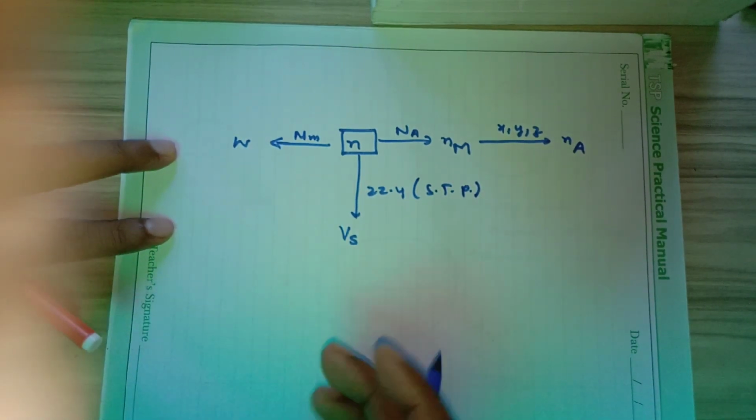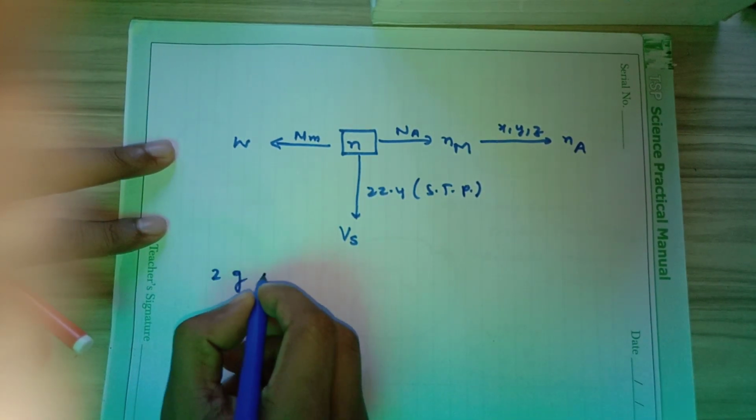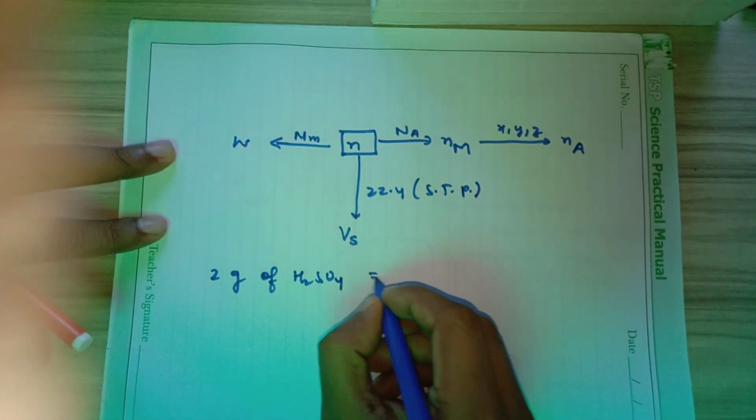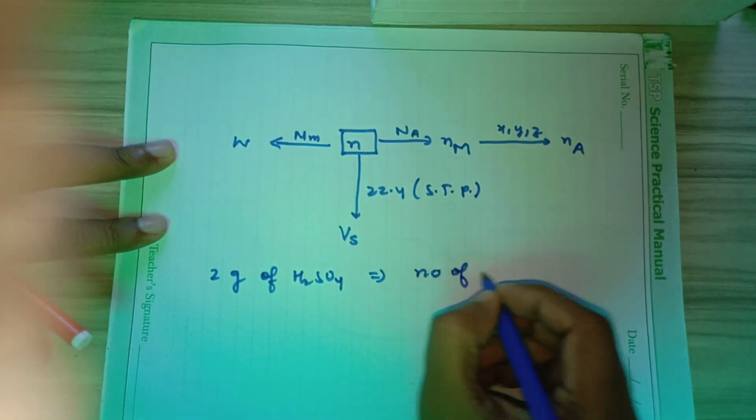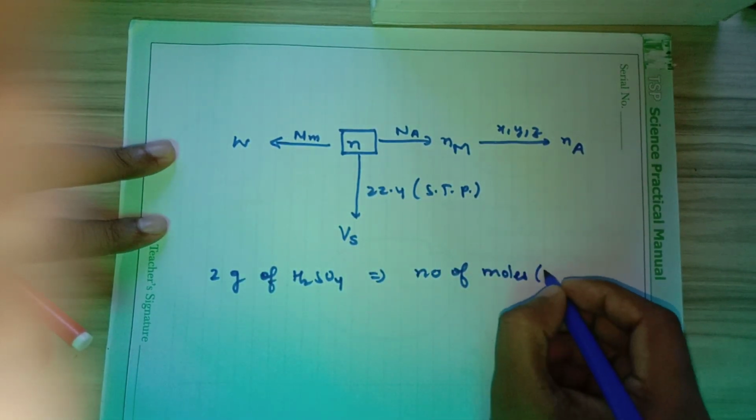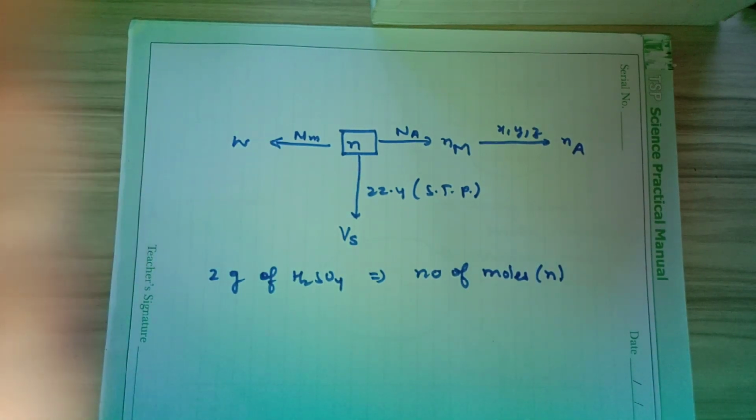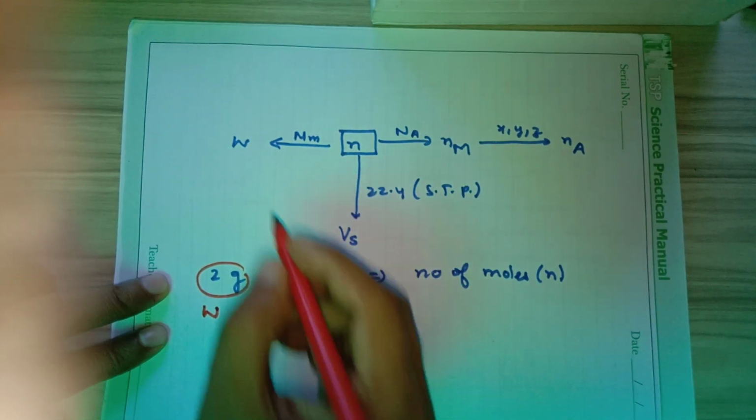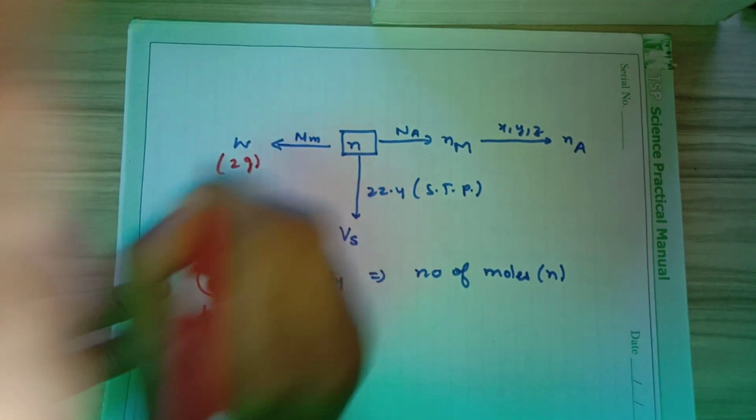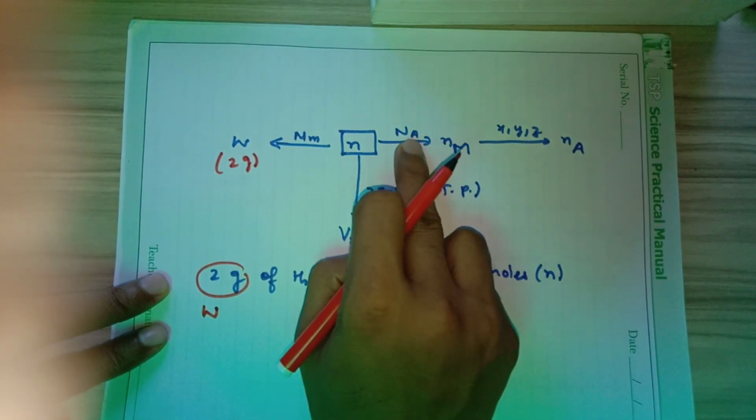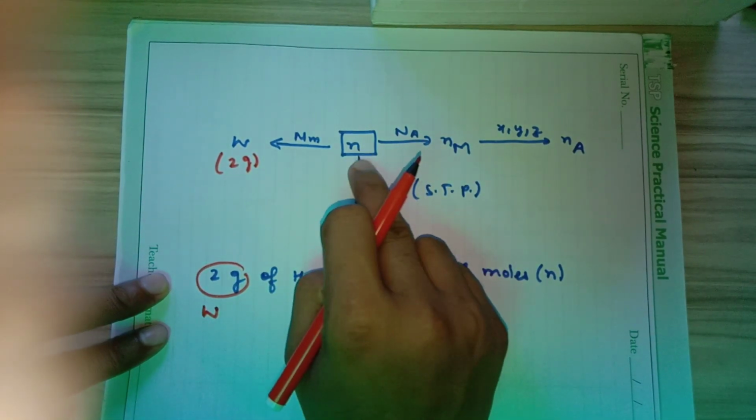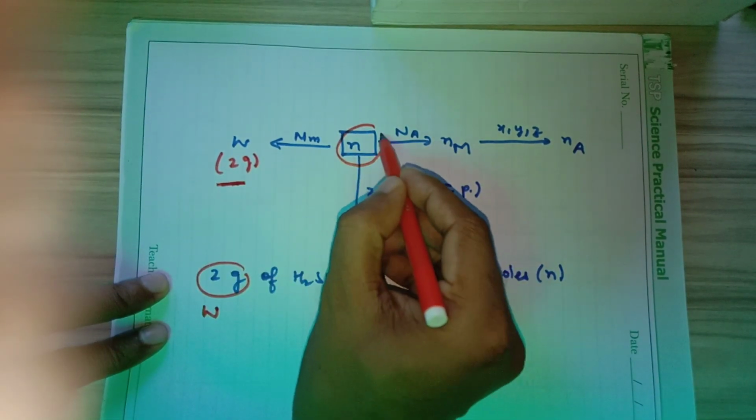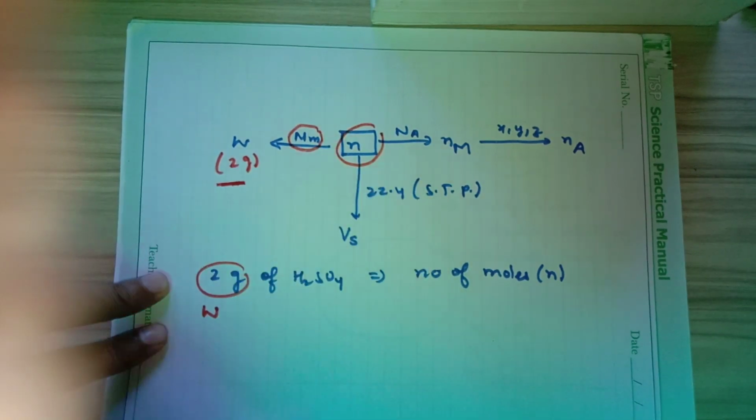Now suppose we are given 2 gram of H2SO4 and we have to find number of moles, that is n. So what can we do? We are given 2 gram, that is weight, and we have to find number of moles, that is small n. Now this is given and we have to find this. So we need what? Molar mass.